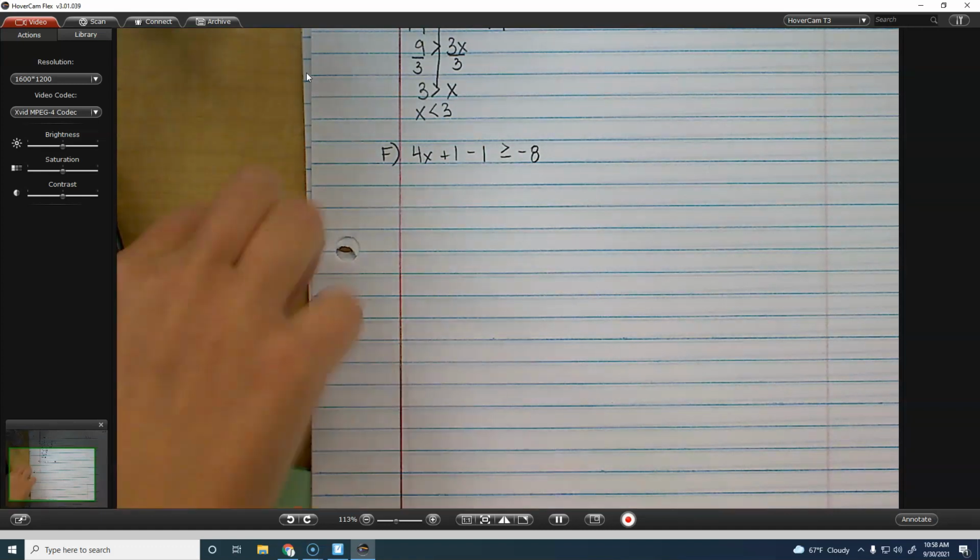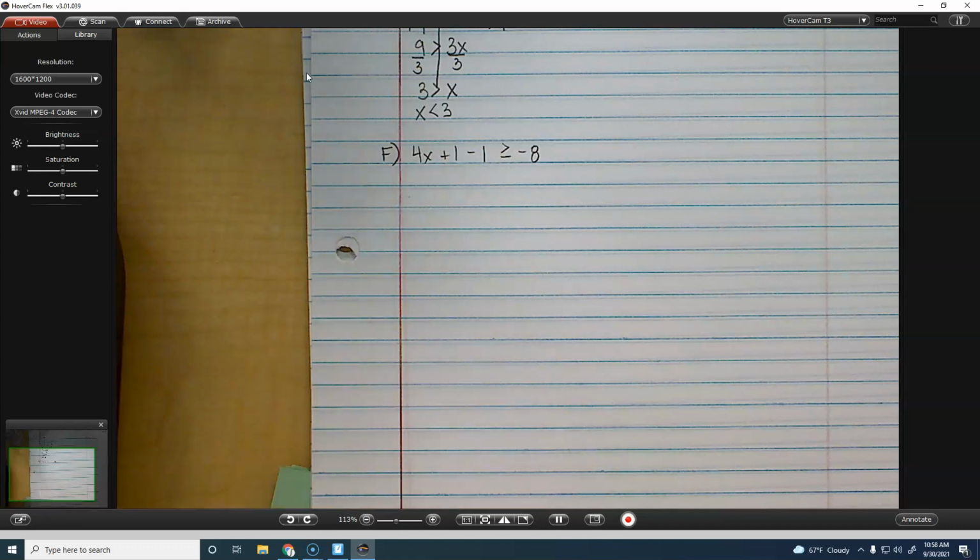Combine your like terms first. Alright, everybody ready? Okay. I would love it if you finish before you leave, but these will be homework if you do not finish.